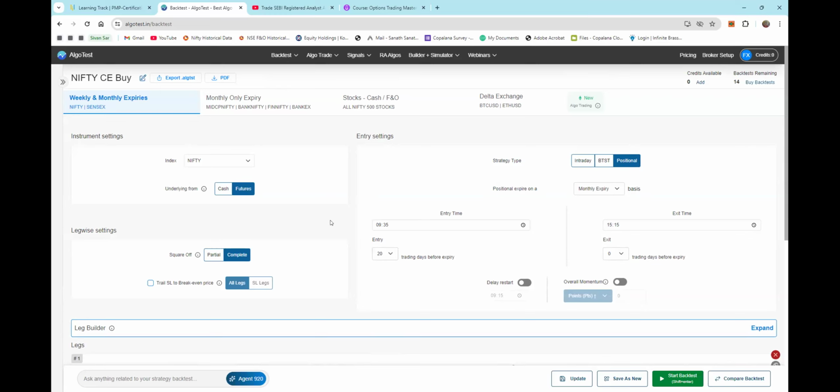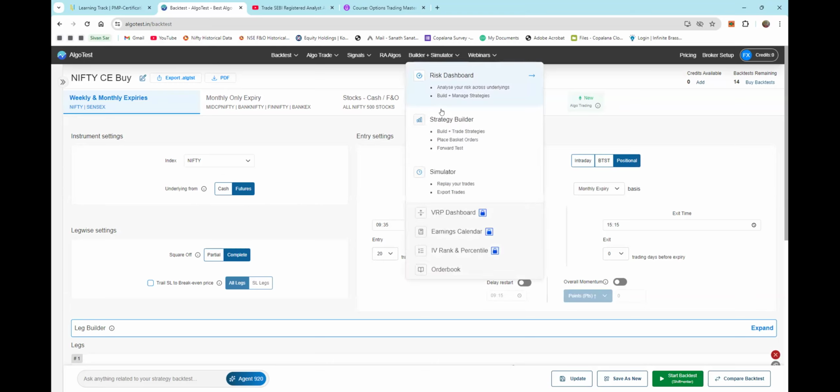But Sanat bhai, understand one thing. You cannot do it straight away on this page. If you want to do that, you have to go to the builder and simulator, not to signals. Wait for your turn, Mayurkar, we'll come to you. It is the fifth tab on the top. Okay, I'll go to trade.